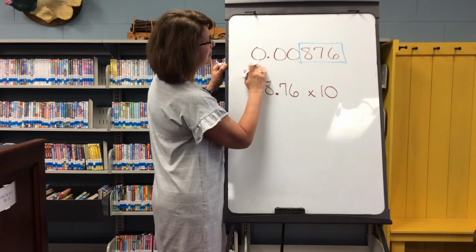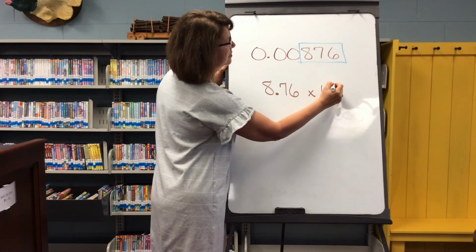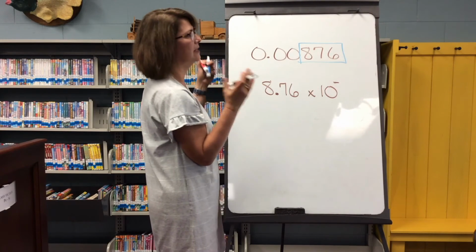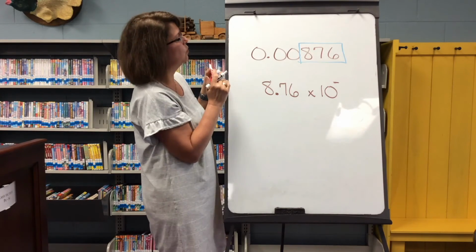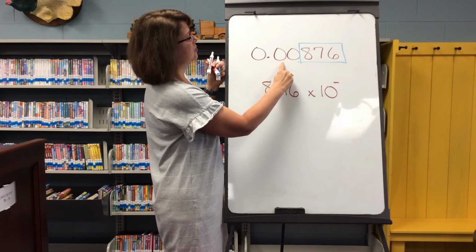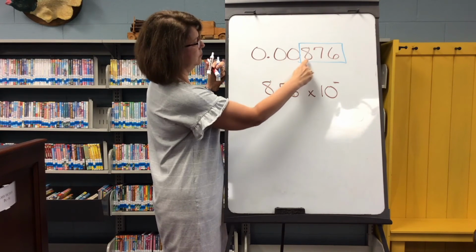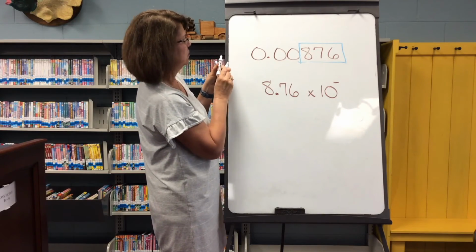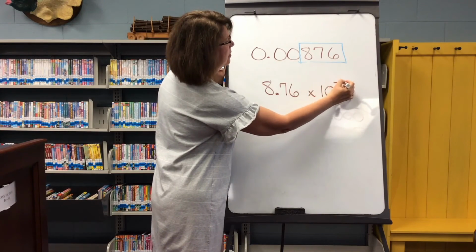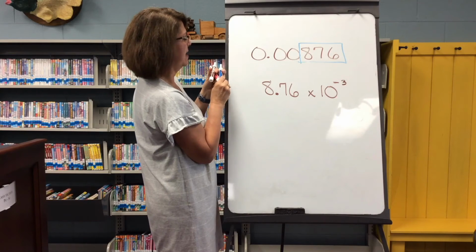But this time, because it's starting out with zeros, we know this is going to be a negative exponent because it is a number in between 0 and 1. And then you could just say, after the decimal, you have 1, 2, 3. That was the number where the decimal went, right here. And so you're going to have a negative 3. You could look at it like that.